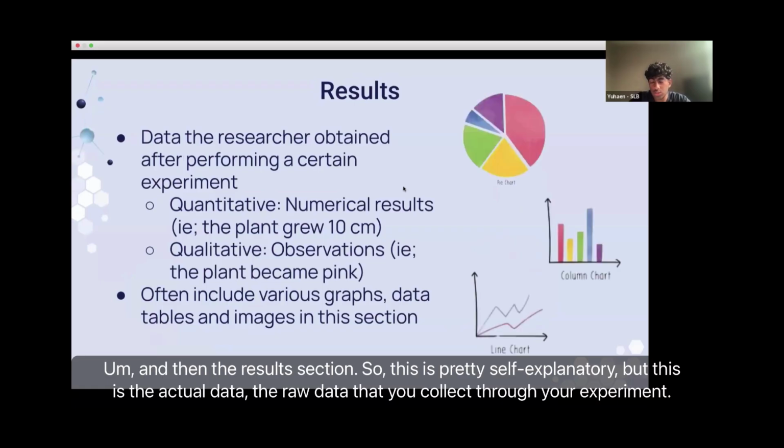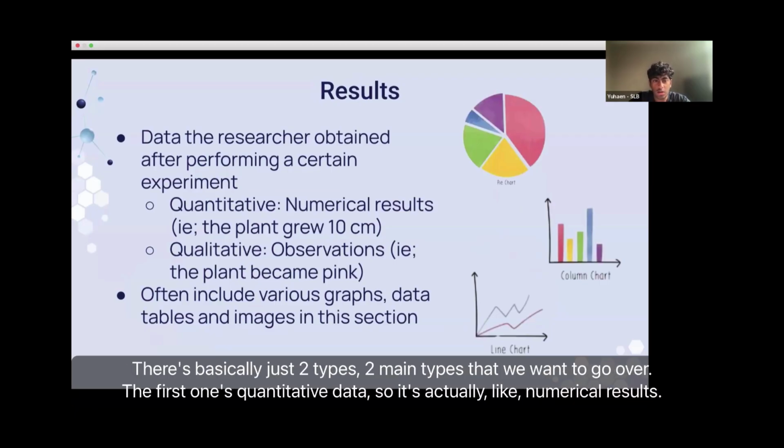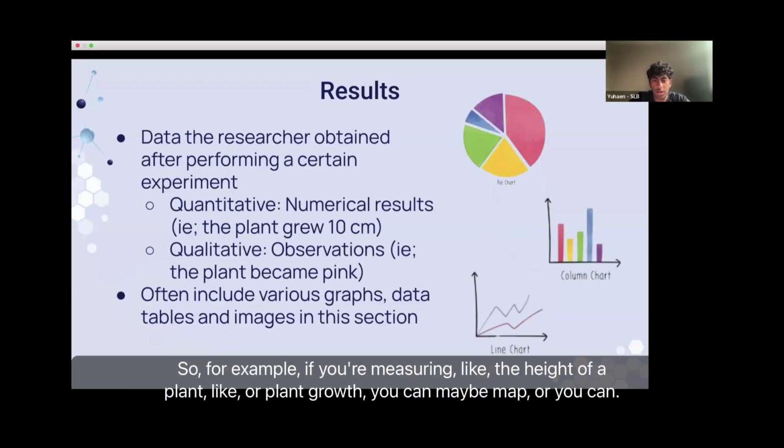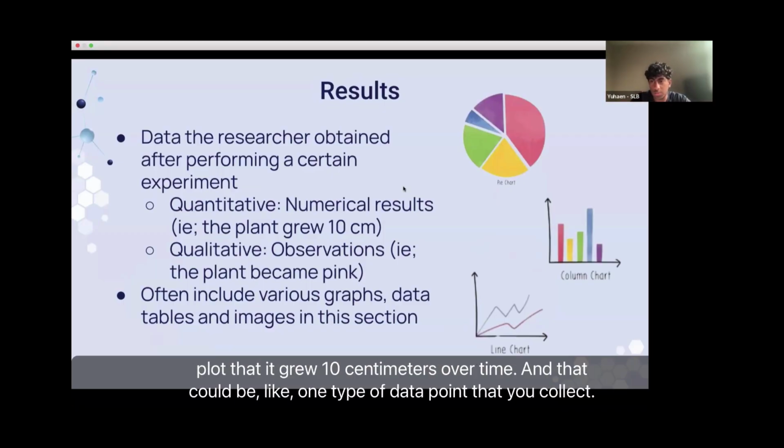And then the results section. So this is pretty self-explanatory, but this is the actual data, the raw data that you collect through your experiment. There's basically just two main types that we want to go over. The first one's quantitative data, so it's actually numerical results. So for example, if you're measuring the height of a plant, or plant growth, you can plot that it grew 10 centimeters over time. And that could be one type of data point that you collect.